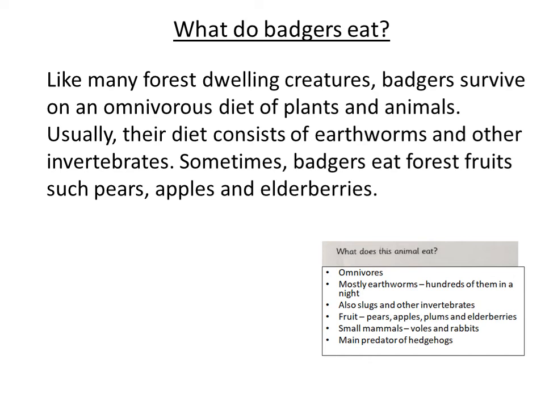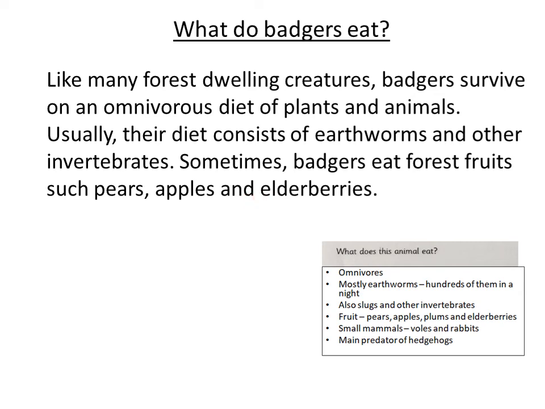What do badgers eat? So, I have taken the next part off my plan, okay? So sometimes that's from my word mat. Badgers eat forest fruits such as pears, apples and elderberries, okay? So I have got a list of fruits there. So I have separated them with commas and the final one with an and, okay? So make sure you do that. If you have got lots of items to list, you need to make sure they are correctly punctuated with commas and an and, okay? That makes sense.